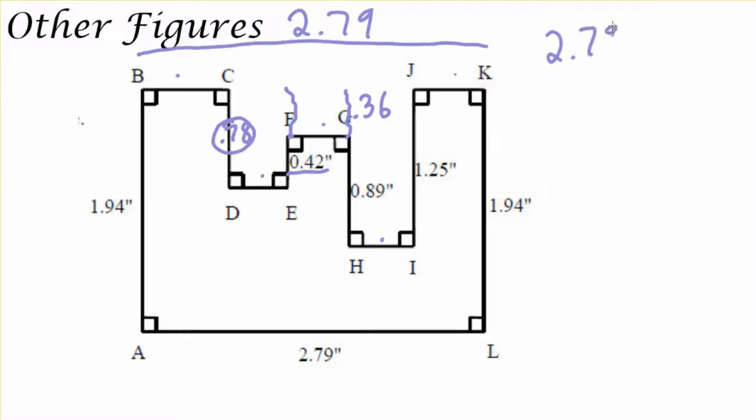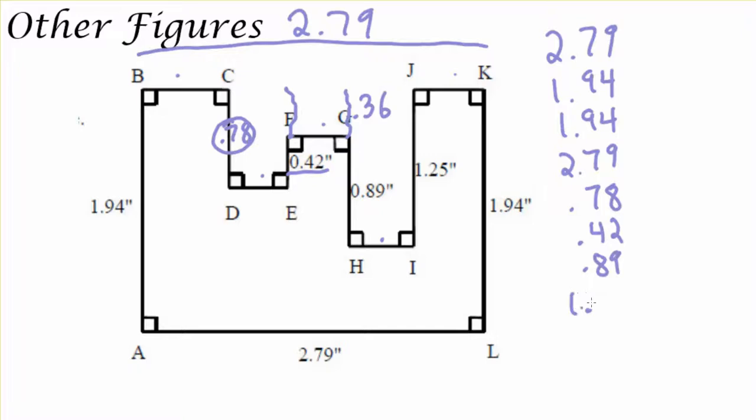So now it comes down to carefully adding up all the parts. So 2.79 plus 1.94, double that up, plus another 2.79. Now the small sections, 0.78, 0.42, 0.89, and lastly, 1.25. So if I add all those up carefully, I will get 12.80.